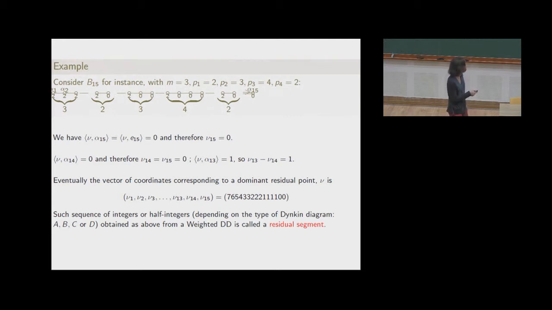So this is all you can compute in the basis of the vector space a_M star, which is given by this e_i. You can compute the coordinates of this dominant residual point. Here I don't put commas, but these should have commas. So this is one type of residual point, I mean, the expression of this residual point in the basis of the vector space. And I will call such a sequence of integers or half integers residual segments when they are given by this weighted Dynkin diagram.